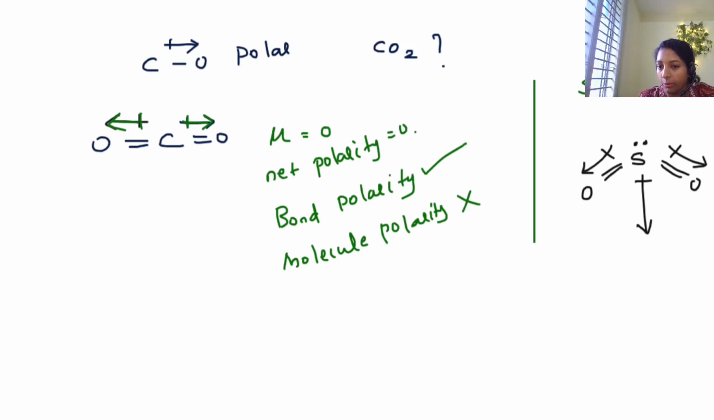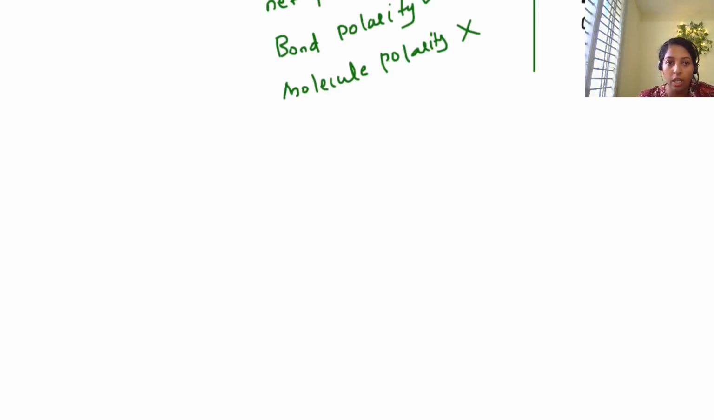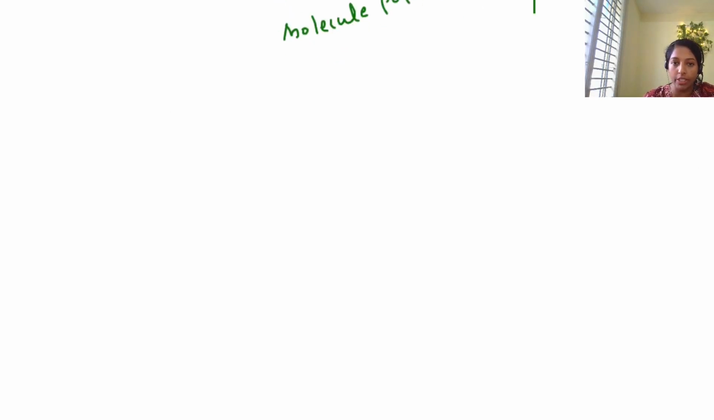Okay, so maybe the doubt you have is, every time do I need to draw the shape and draw the arrows like this? Not needed. There is an easy way. So how do you know a molecule's polarity? How do you check whether the molecule is polar or non-polar?